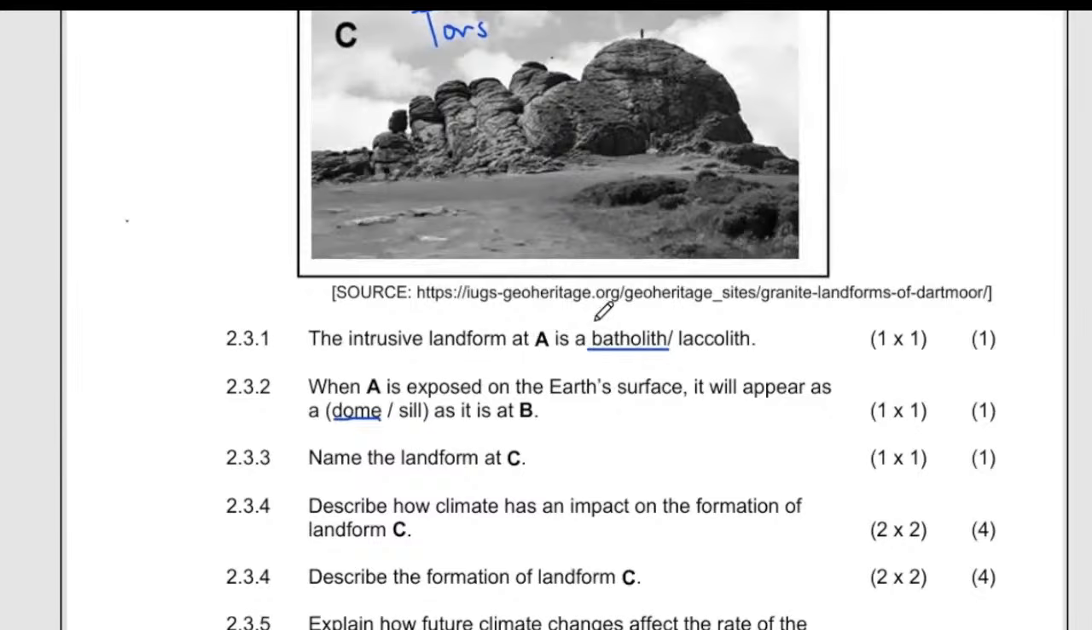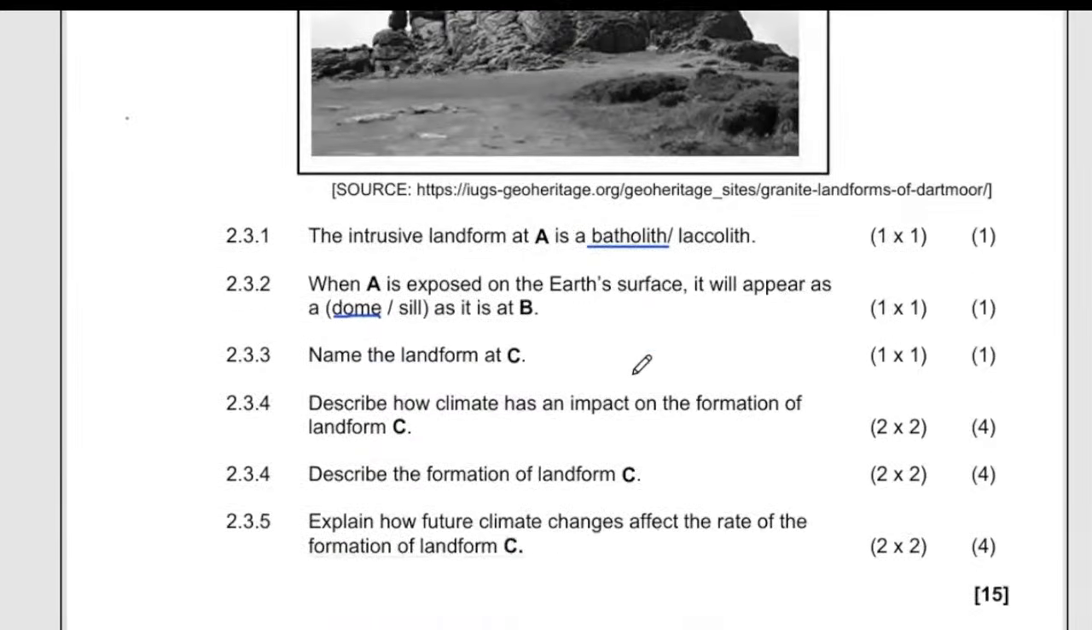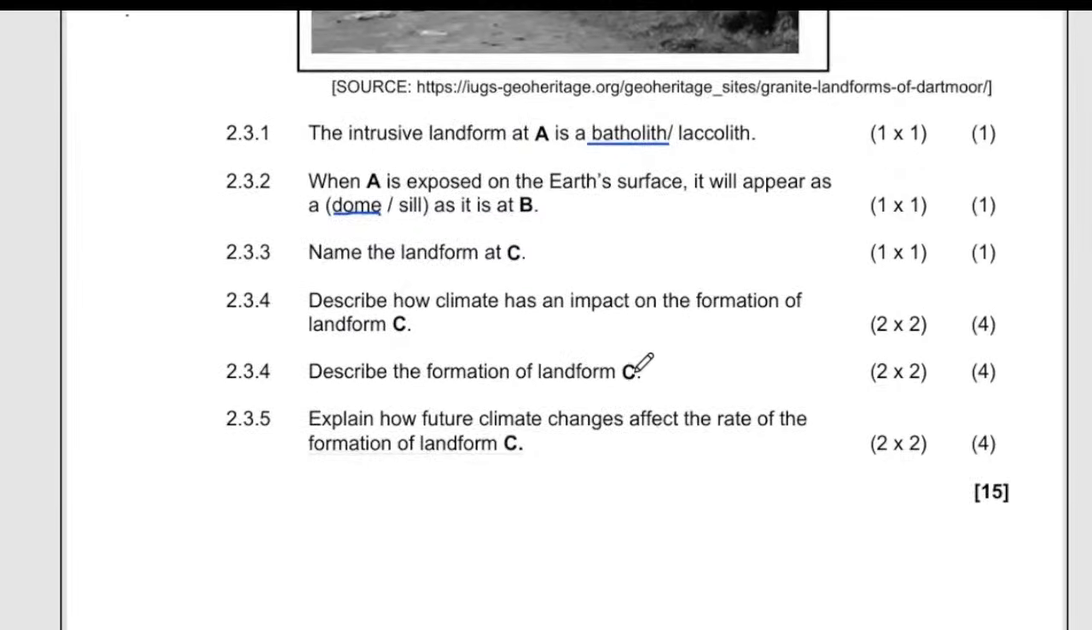Describe how climate has an impact on the formation of landform C. We are looking at climatic conditions. How do they facilitate the formation of the tors? Right. I'm just going to summarize. We're looking at the impact of climate on the development of the tors. How does climate influence the development of the tors? Right. So that is question 2.3.4.